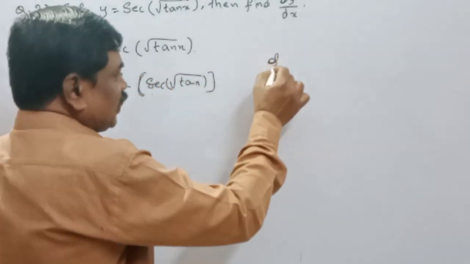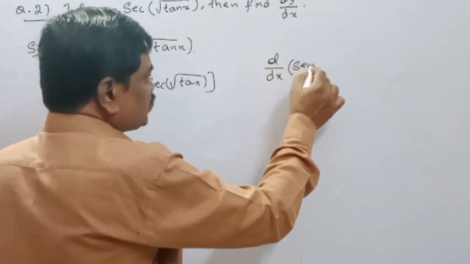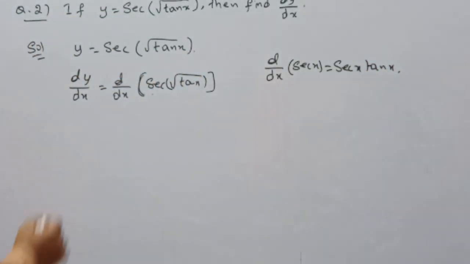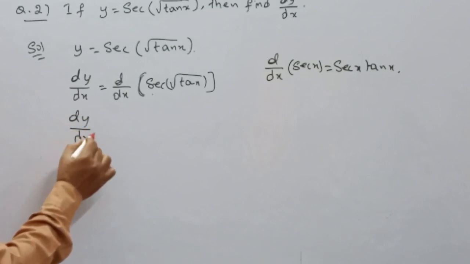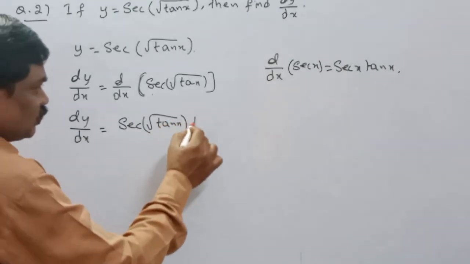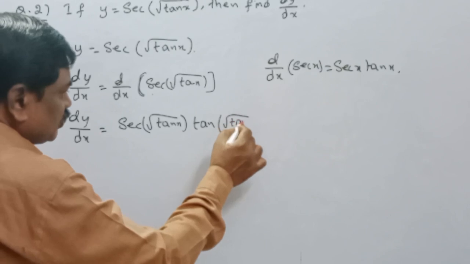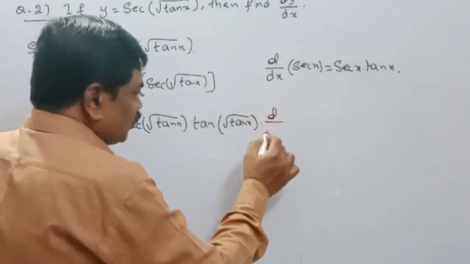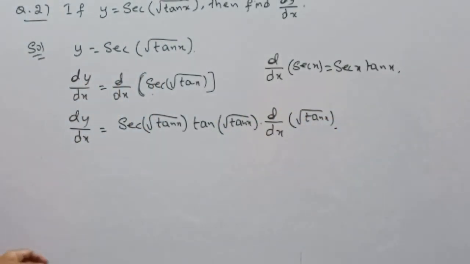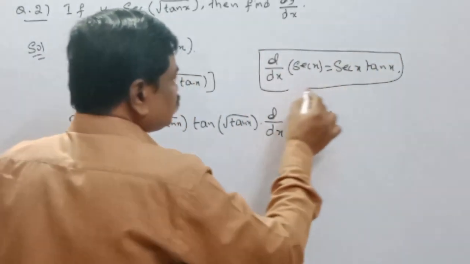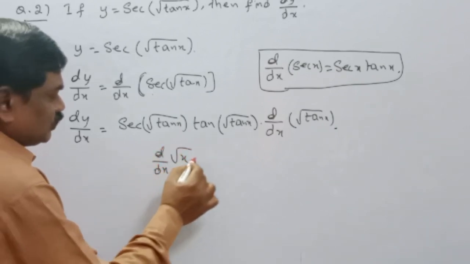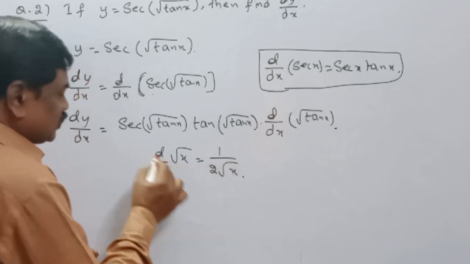Derivative of sec x is equal to what? Sec x tan x. So dy by dx is equal to sec of root tan x into tan of root tan x into the derivative d by dx of root tan x. What is the root x derivative? The derivative of root x is equal to 1 by 2 root x.